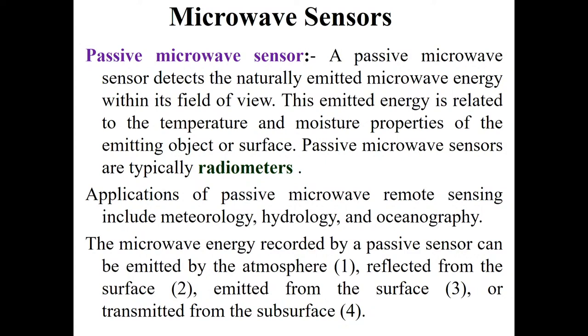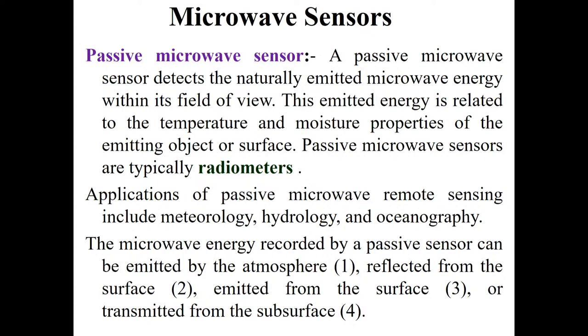Now, when we are talking about microwave sensors, again, microwave sensors are categorized in two categories: passive microwave sensor and active microwave sensor. A passive microwave sensor detects the naturally emitted microwave energy within its field of view. This emitted energy is related to the temperature and the moisture properties of the emitting object or surface. Passive microwave sensors are typically radiometers.